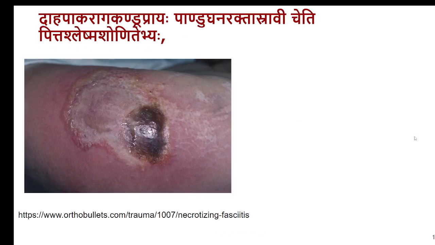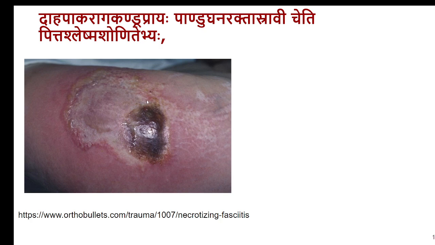Then Dahapaka Raga Kandu Prayaha Pandu Ghana Raktasravi Cheti Pitta Shleshma Shonitebhya. Where there will be severe acute pain and symptoms of pus formation, symptoms of inflammation, and reddish discharge, and even a harder plaque of necrosis can occur in the case of Pitta, Kapha, Raktaja Vrana. This also is a typical phenomenon seen in a gangrenous complication.